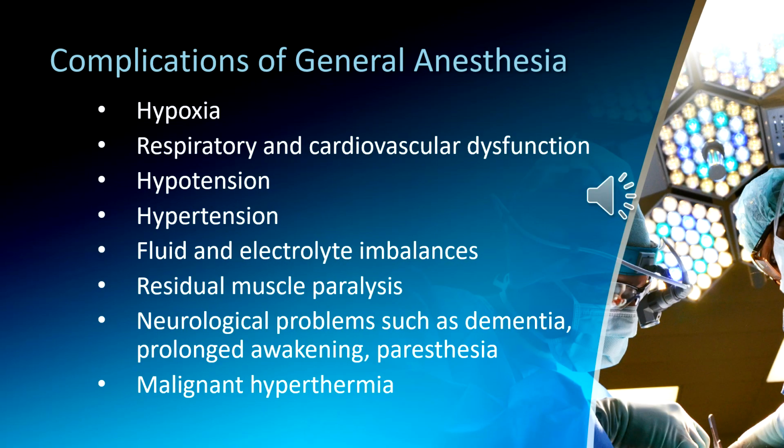Here we have complications associated with general anesthesia, so you can have hypoxia. Your patient can end up with respiratory and cardiovascular dysfunction. They could have hypotension or hypertension, fluid and electrolyte imbalances, residual muscle paralysis after the paralytics wear off. They could have neurological problems such as dementia, prolonged awakening, so it's taking them longer to wake up, or paresthesias. And then malignant hyperthermia, which we will talk about in more detail right now.